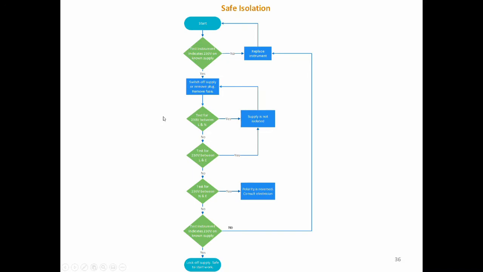And here is a flow chart that goes through the safe isolation process again. So from the start, test our instrument. If our instrument's not working, get another one, start again. Switch off the supply, remove the plug, remove the fuse. Test between live and neutral, test between live and earth, test between neutral and earth, test the instrument, lock off the supply. Safe to work.